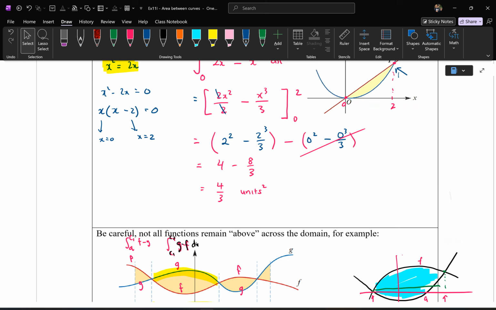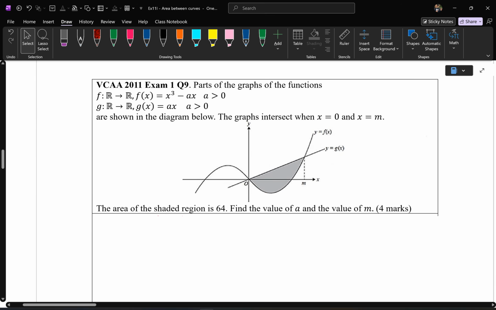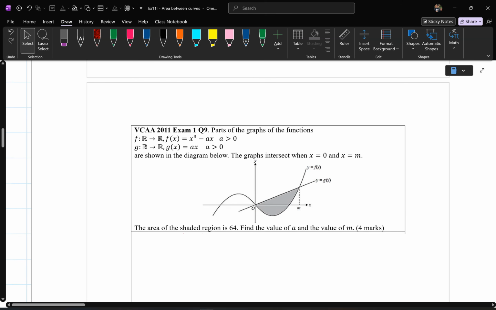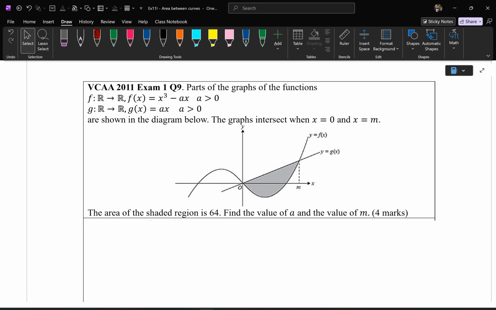So here we go. Flip over the page. And this will be my last example. The others is some VCA questions that have solutions attached to, but I want you to solve this question. This was a 2011 exam, so more than a decade ago. Question 9 from exam 1, so no CAS calculators involved. I think it was a 3-marker. Shown in the diagram below.